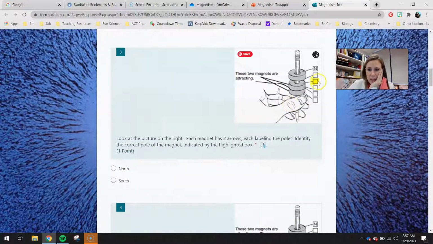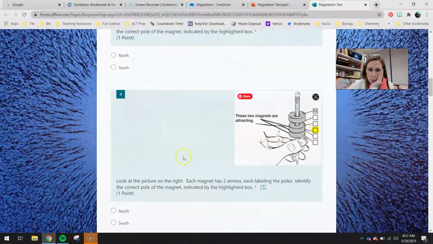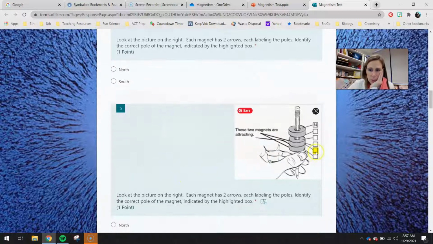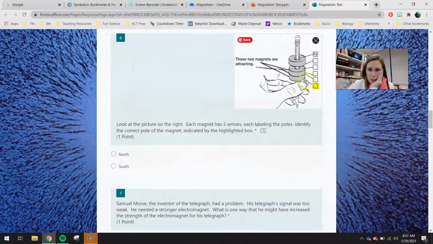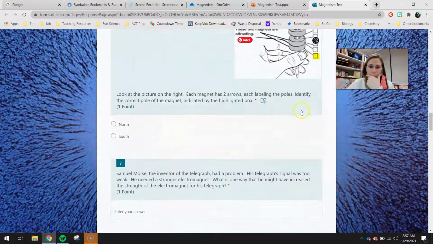Then again, highlighted, it's the next box down. What would this pole be, north or south? This pole, north or south? This pole right here is the top of the bottom magnet, north or south. And then finally the last box is the bottom part of the bottom magnet. So is that north or south?